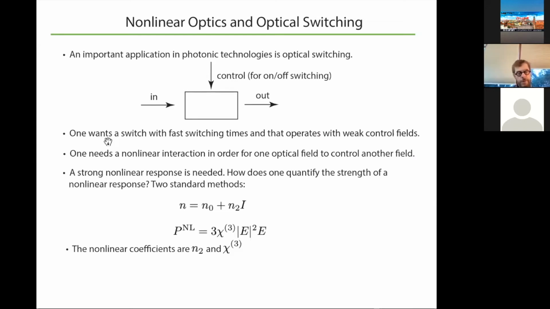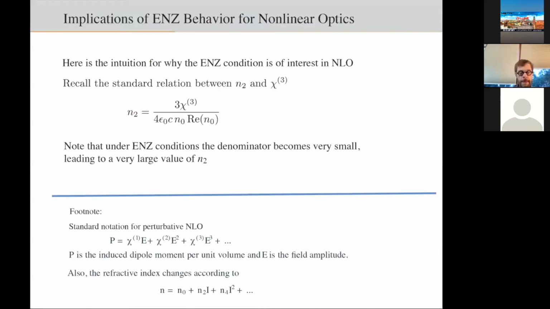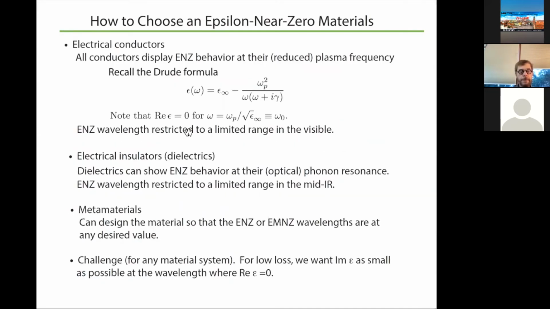So how do we do this? We want to switch with fast switching times and a strong nonlinear response. So this is the challenge of people working in this field. We want strong nonlinear response, but we also want the nonlinearity to be fast. So that's the challenge that we put up to ourselves. Now, I showed you this already, just to remind you of this standard relationship between N2 and chi3.